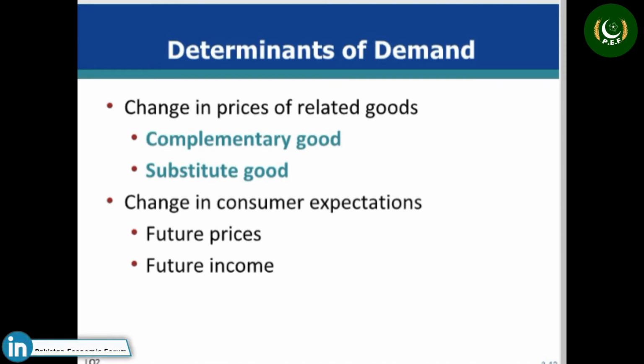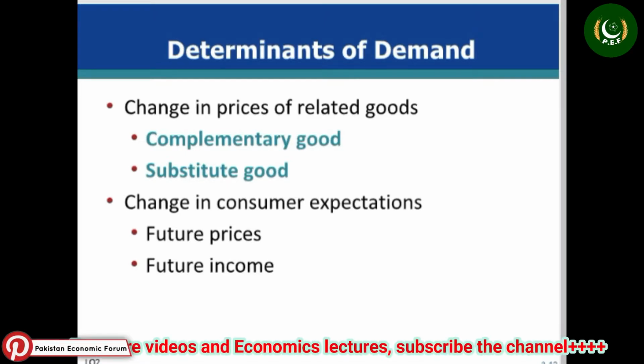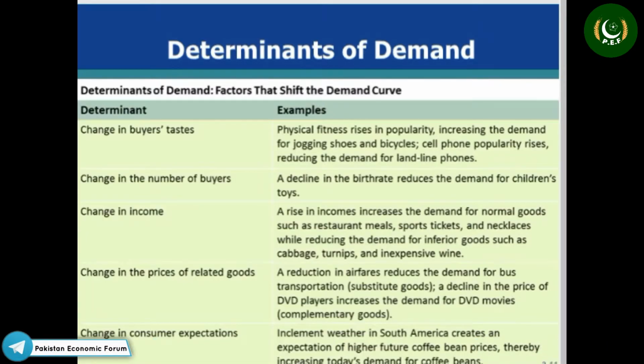If consumers expect the future income to rise, they increase purchases now. If consumers believe their future income will be less, they reduce their demand for some products. A change in one or more of these determinants will change demand and shift the demand curve.